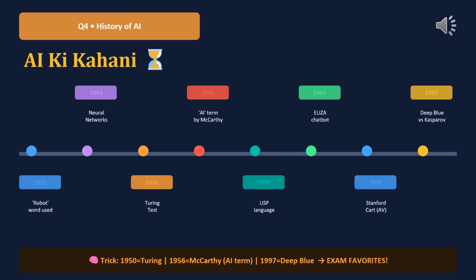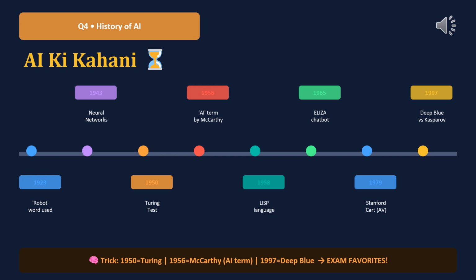Slide 5. History of AI. The history of AI is fascinating. The term robot was first used in 1923. In 1943, researchers introduced the concept of neural networks. In 1950, Alan Turing proposed the famous Turing test to evaluate machine intelligence. In 1956, John McCarthy officially coined the term artificial intelligence. In 1958, the Lisp programming language was developed for AI research.